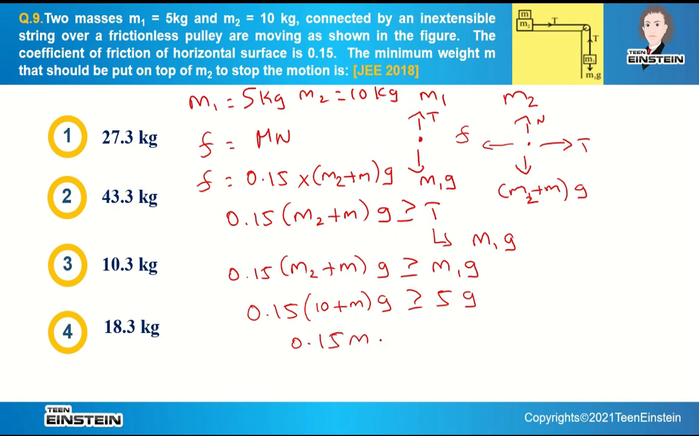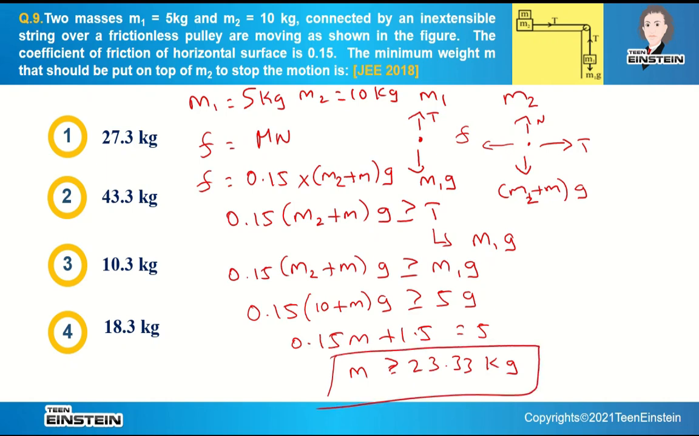If you solve this, you will get 0.15 m plus 1.5 equal to, and on solving this, you will get m greater than or equivalent to 23.33 kgs. Okay, this option is not in the answers, so we can take the nearest value as 27.3 kg. So the correct answer is option number 1.